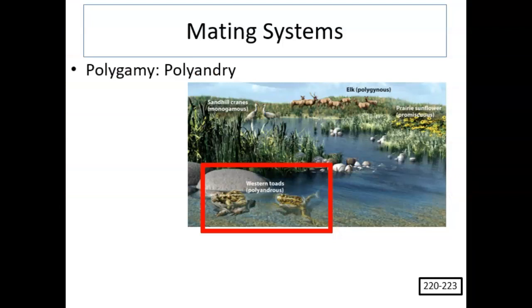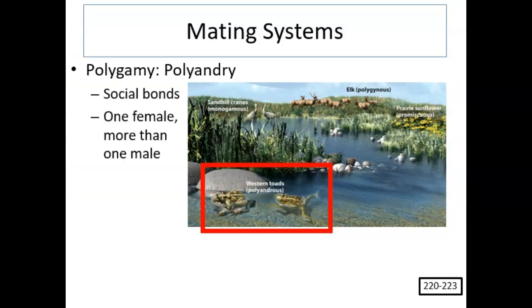Another type of polygamy, then, is polyandry. In polyandry, we have the formation of social bonds, but in this case a single female mates with more than one male. So for a polyandrous organism, our example here being these toads, that female is going to produce many eggs, hundreds or thousands of eggs. And the father of the offspring from those eggs might be multiple different males.